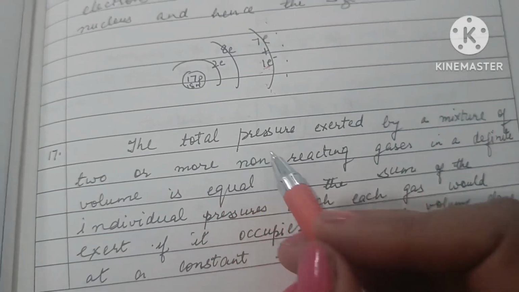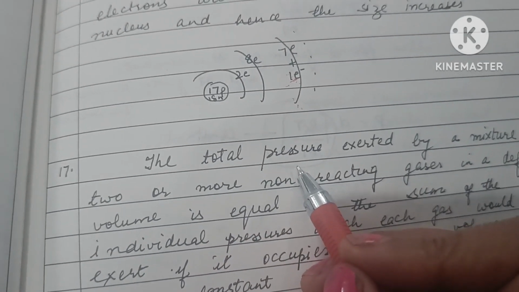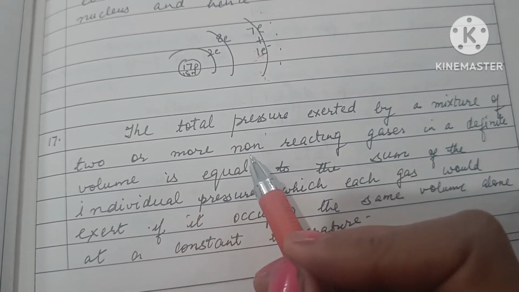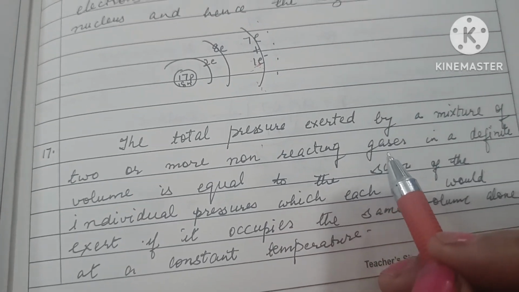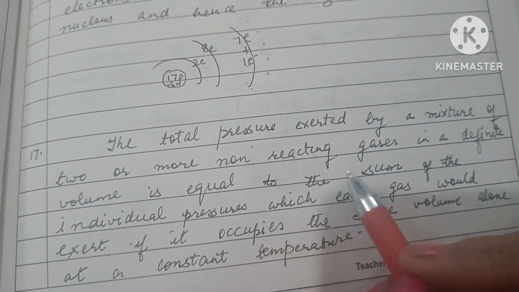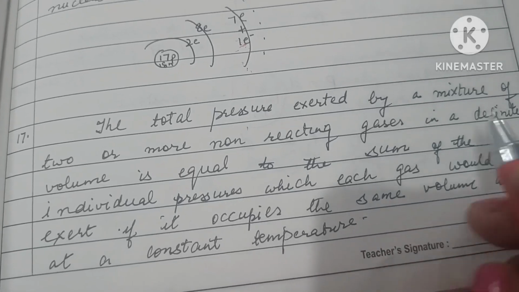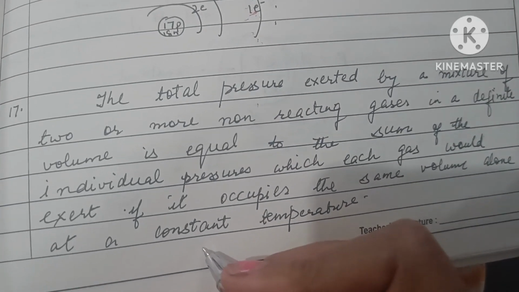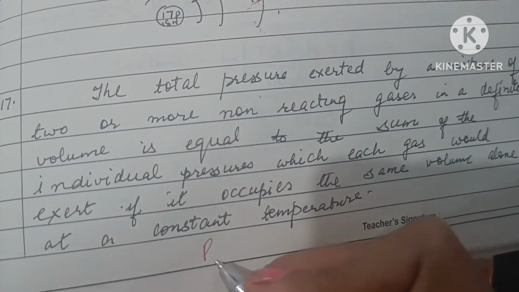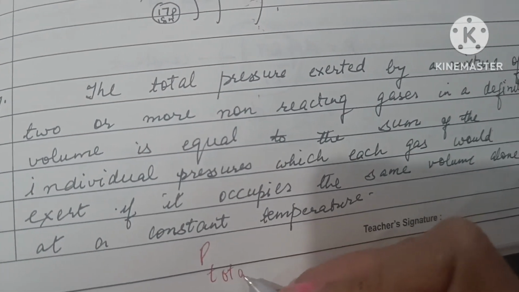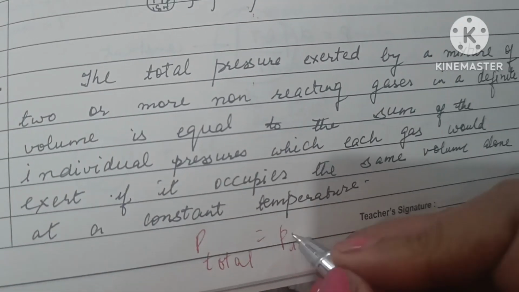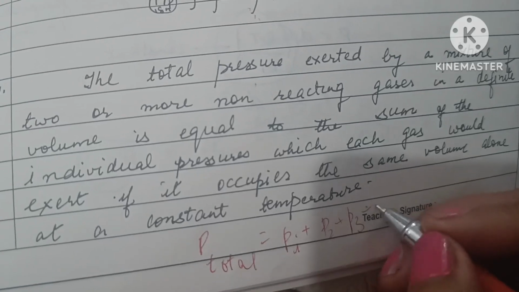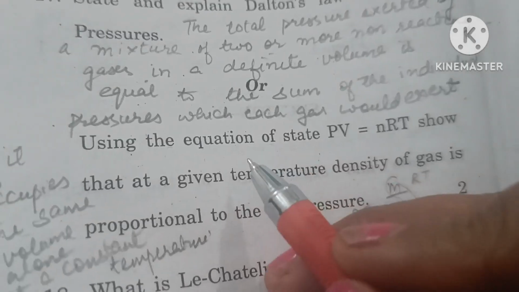Dalton's law of partial pressure. It states that the total pressure exerted by a mixture of two or more non-reacting gases in a definite volume is equal to the sum of individual pressures which each gas would exert if it occupies the same volume at a constant temperature. Mathematically, P total is the sum of individual pressures, P1 plus P2 plus P3 and so on.